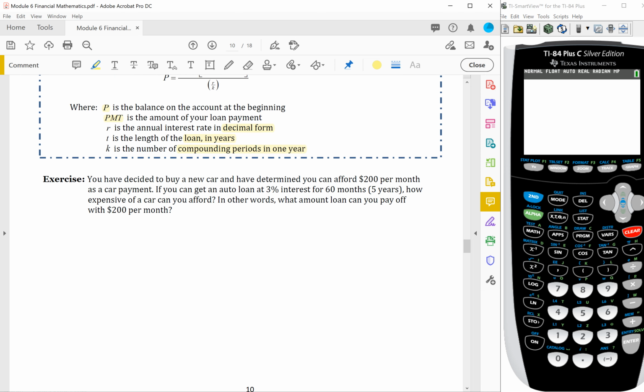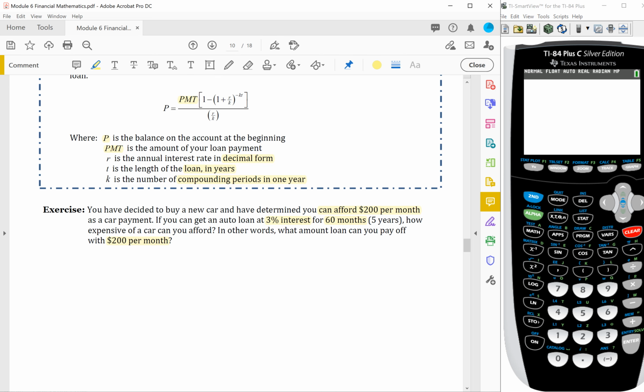Let's look at our first example. You have decided to buy a new car and determined that you can afford $200 per month as a car payment. If you get an auto loan at a 3% interest rate for 60 months, which is 5 years, how expensive a car can you afford? In other words, what loan amount can you pay off with these $200 monthly payments?